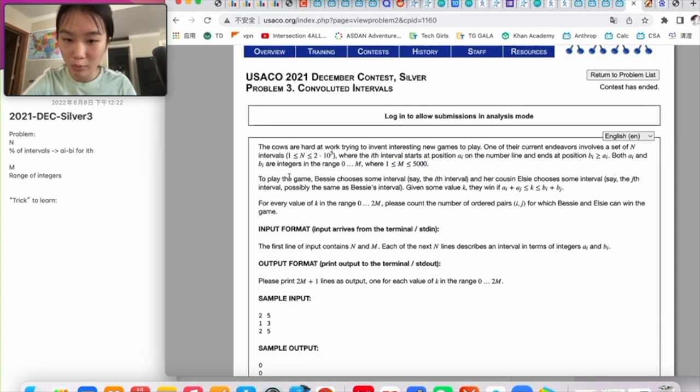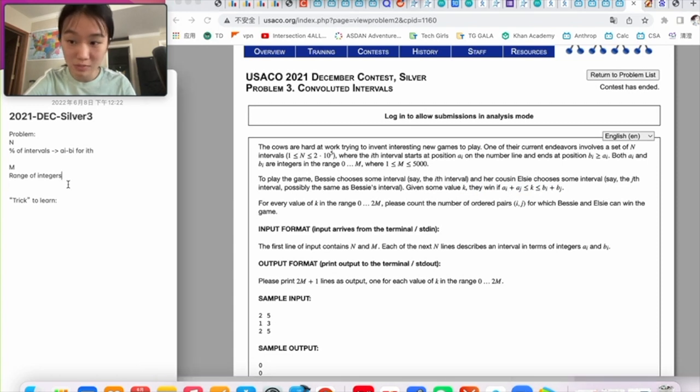This is probably one of the most important things in this problem. Okay, B will choose some interval, let's say the ith interval here, and LC will choose some interval, the jth interval here. Okay, probably the same. This is something that we must notice. For a given value K, they win if AI plus AJ is smaller than K, which is smaller than BI plus BJ. So for a given K, AI plus AJ smaller than K smaller than BI plus BJ. Okay, so this is how they are going to win.